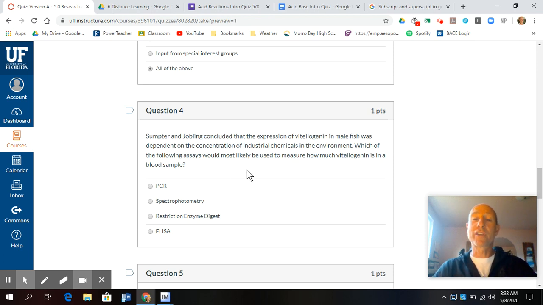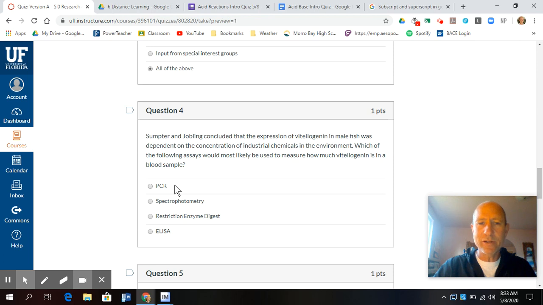Okay, the key to you answering this question correctly is to understand the nature of vitellogenin. It said in the paper that vitellogenin is a protein. That's your key right there. Once you understand it's a protein, you need to choose an assay that's designed to measure proteins.